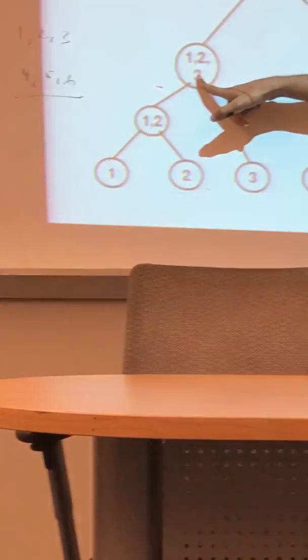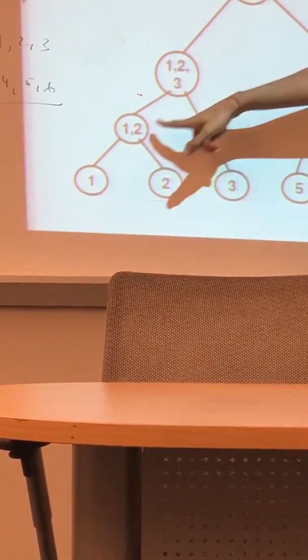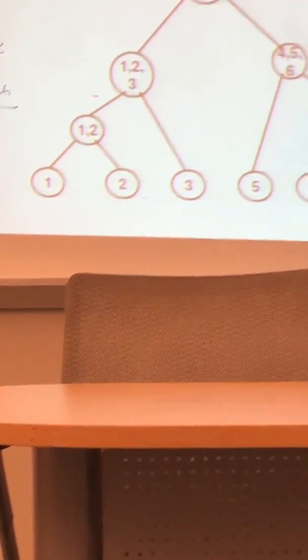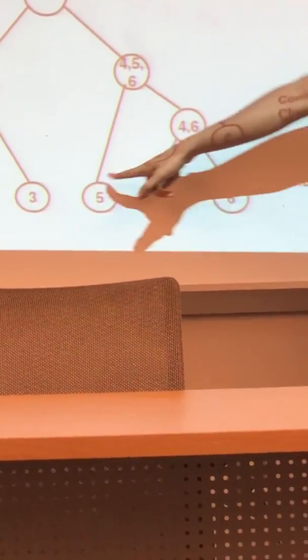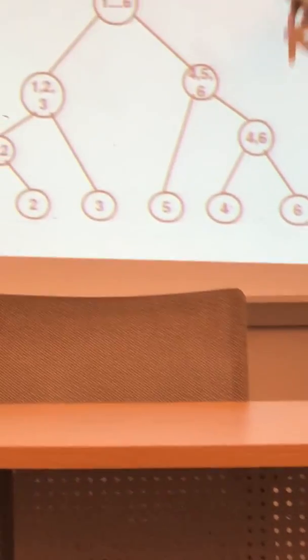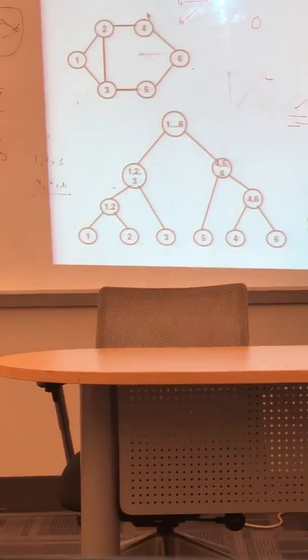Then how was 1, 2, 3 built up? From 1, 2 and 3. And 1, 2 came from 1 and 2. Then 4, 5, 6 came from 4, 6 and 5. And 4, 6 came from 4 and 6. So this is the partition hierarchy.